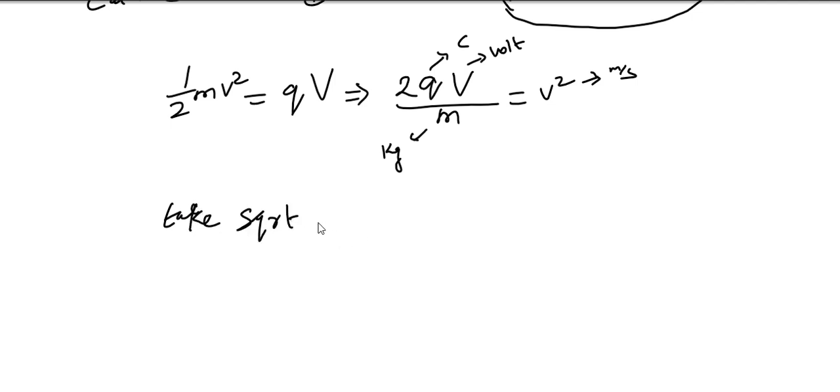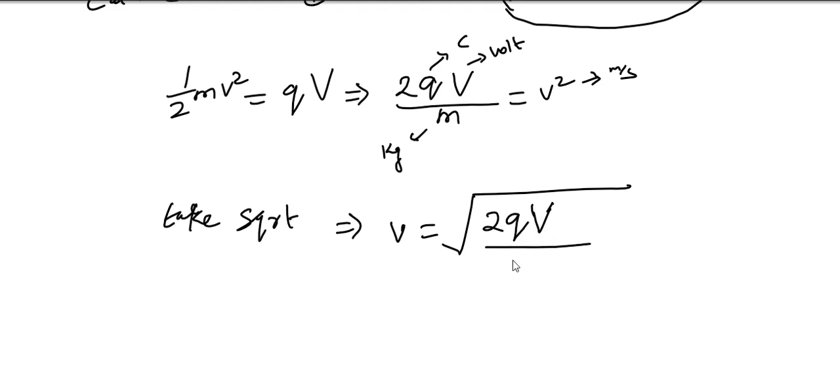Now we can take square root on both sides, which gives v, velocity of the particle, is equal to square root of 2qV, this one is capital V, divided by m.